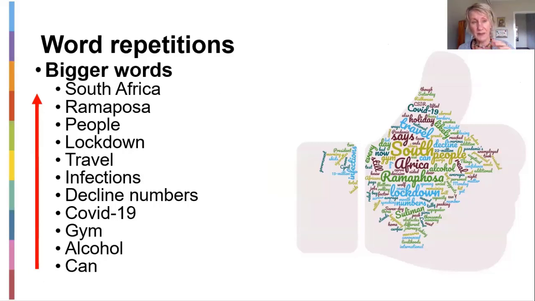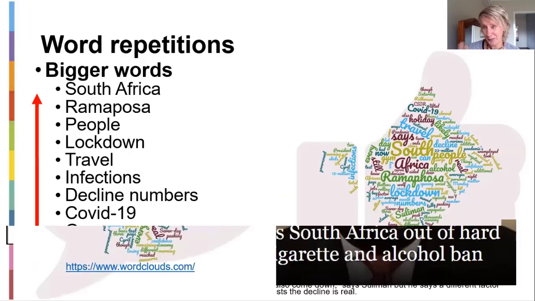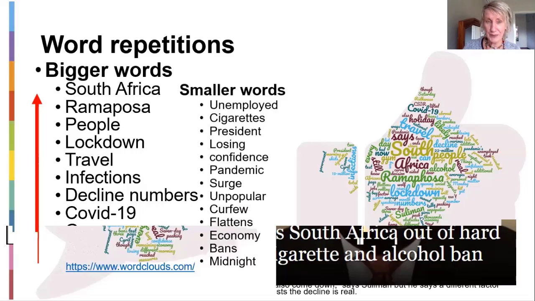So the most important words there were South Africa and Ramaphosa, it seems, and the people. We were all there together at the top. Then lockdown, the infections and the declining numbers. Obviously, it must be very important to him. He obviously repeated these words a lot. That's why they are appearing big. Then the smaller words are interesting. Unemployed. So maybe things you don't want to dwell on too much. Cigarettes, you maybe don't want to talk about that too much.